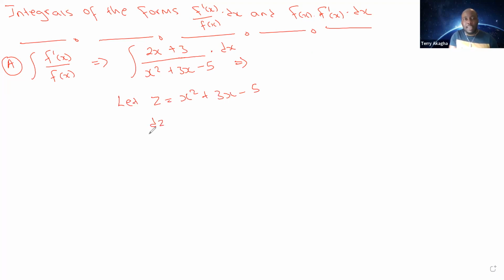So we differentiate: dz over dx is going to give us 2x plus 3. But I want to make dz the subject of the formula. So that means dz is going to be equal to 2x plus 3 dx.